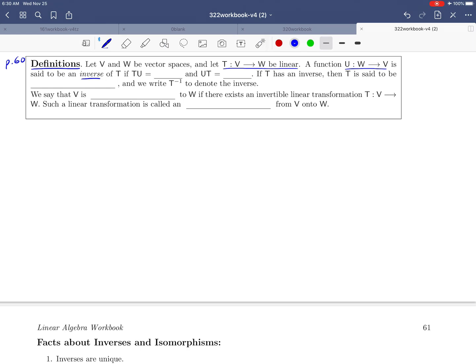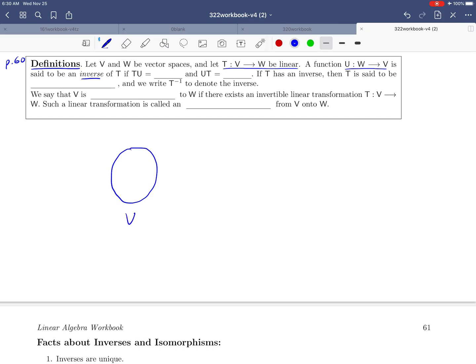Now one thing before we do that, remember that when you see something like TU, we're really talking about function composition. It looks like multiplication, but what we really mean is T composed with U. And the same is true over here. UT represents U composed with T. We'll keep that in mind as we're going through this. Okay, so to figure out what goes in the blanks there, let's draw a picture here.